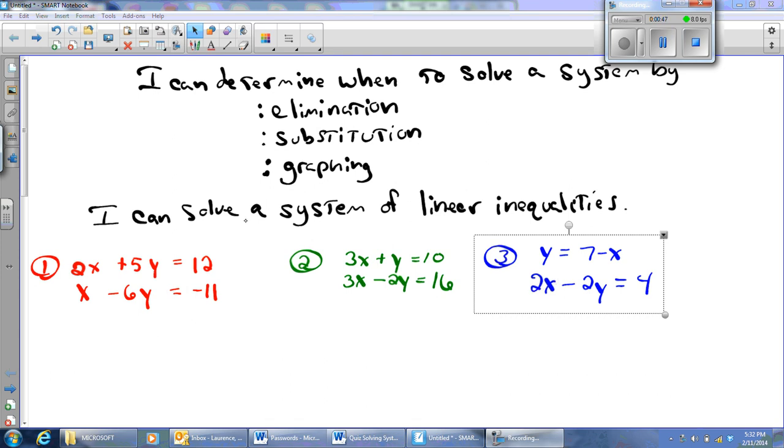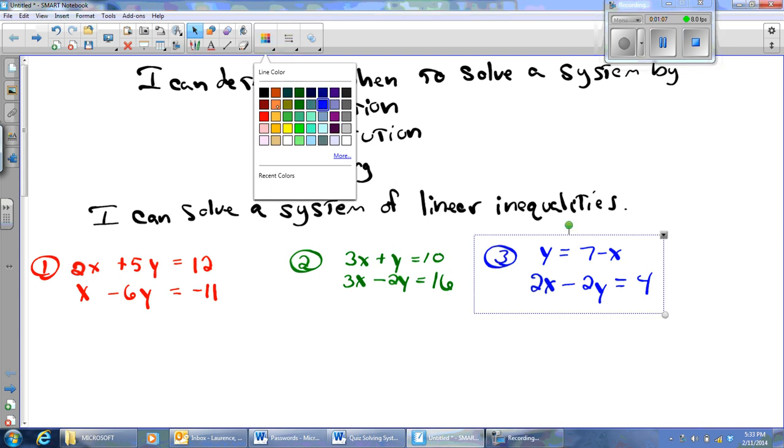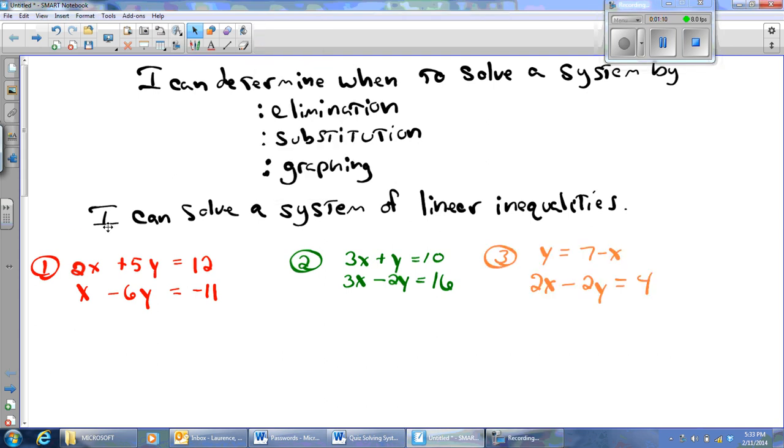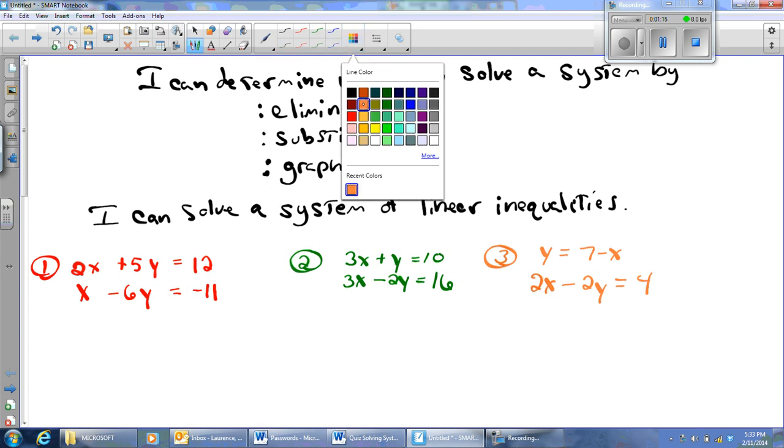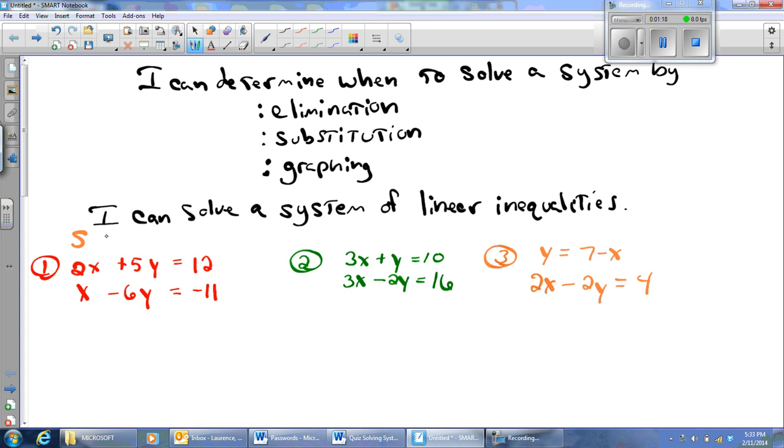Looking at the red one, I think elimination is a good way to do it because I could easily multiply the second equation by -2, and the x's would cancel, right? I could also do this system by substitution by solving for x. So I'm not sure which one I want to do at the moment. I'm going to mark an S for substitution because it would be a good choice, and I'm also going to put an E for elimination because it could be a good choice.